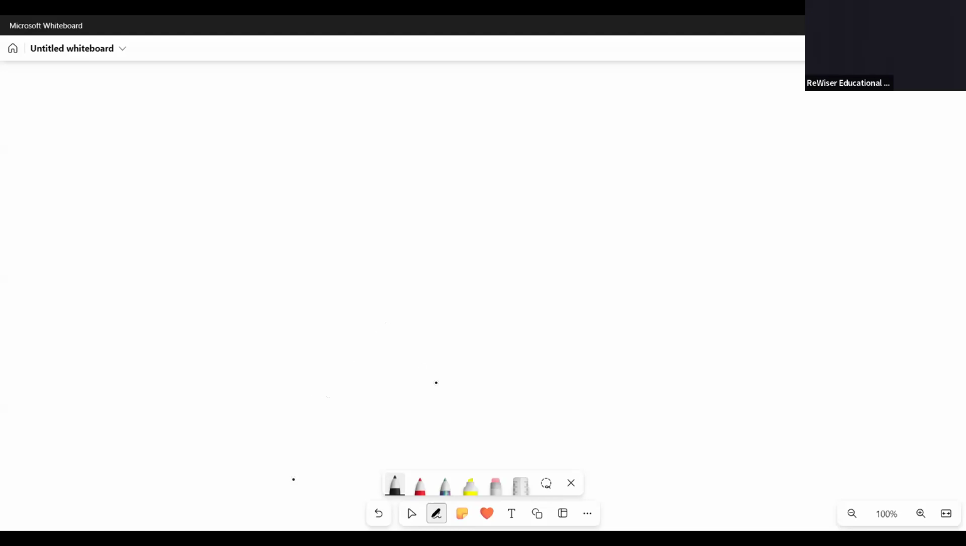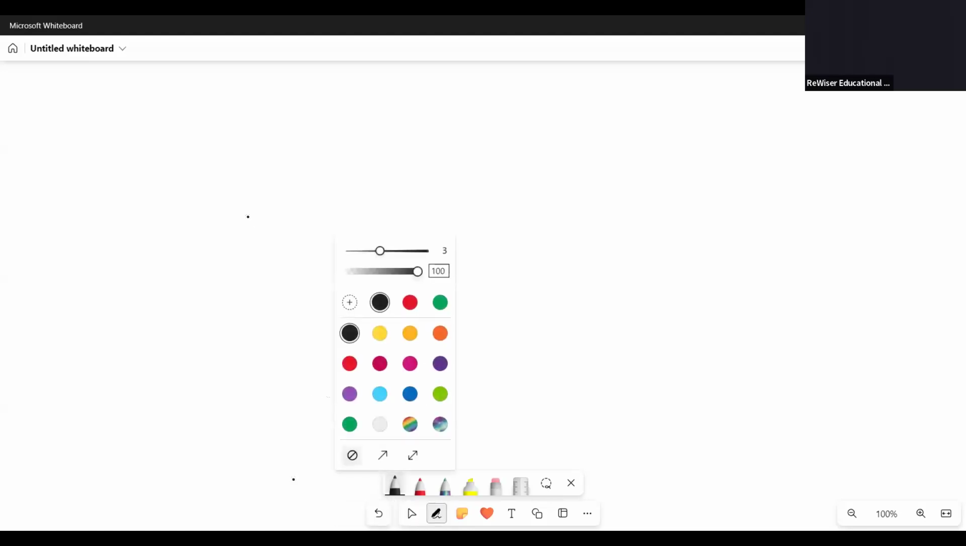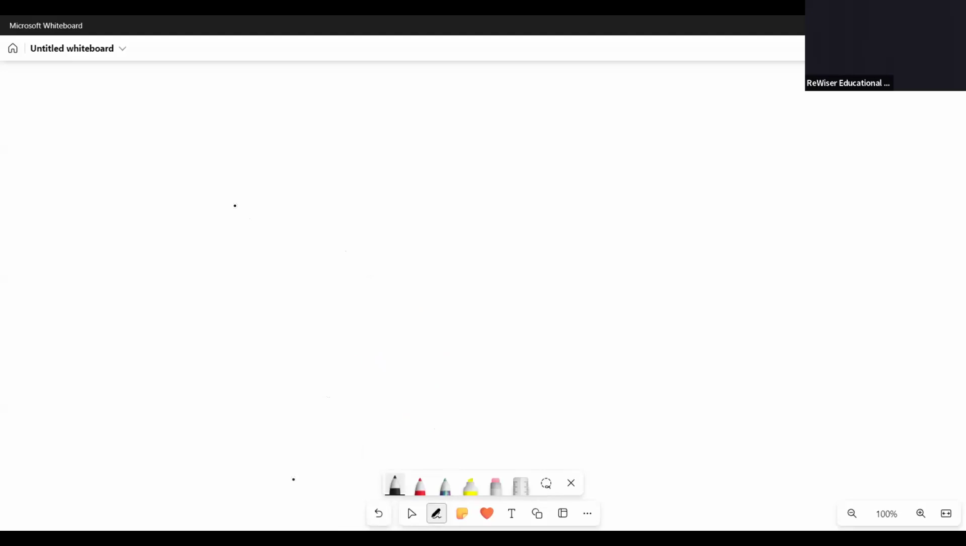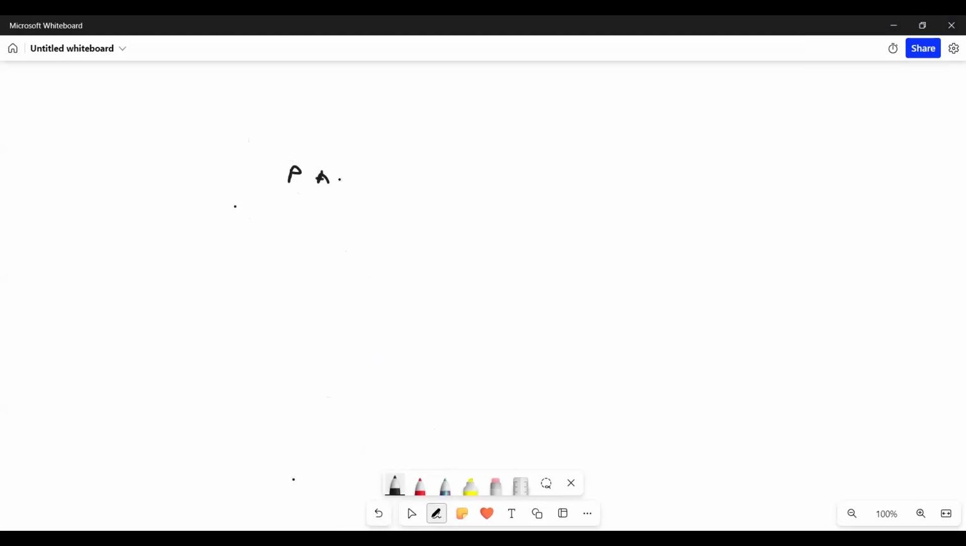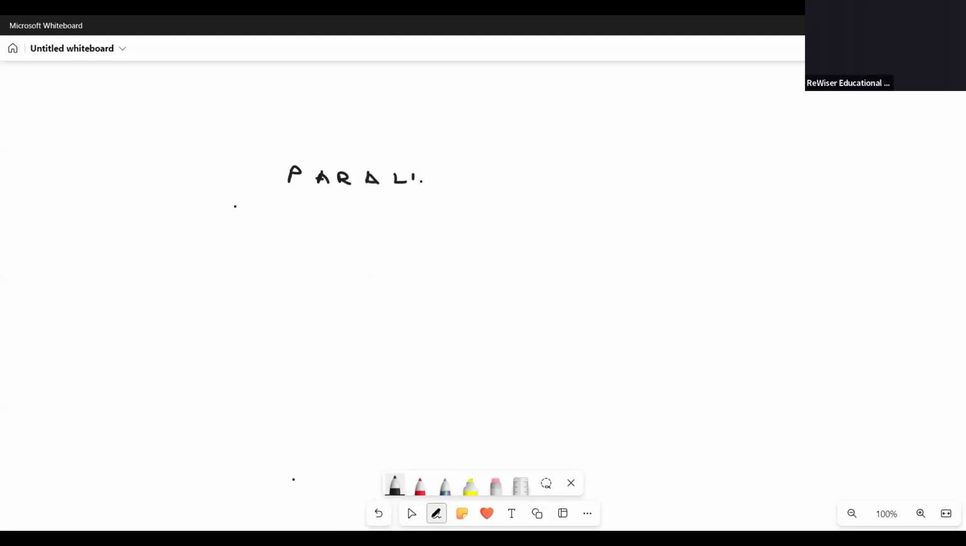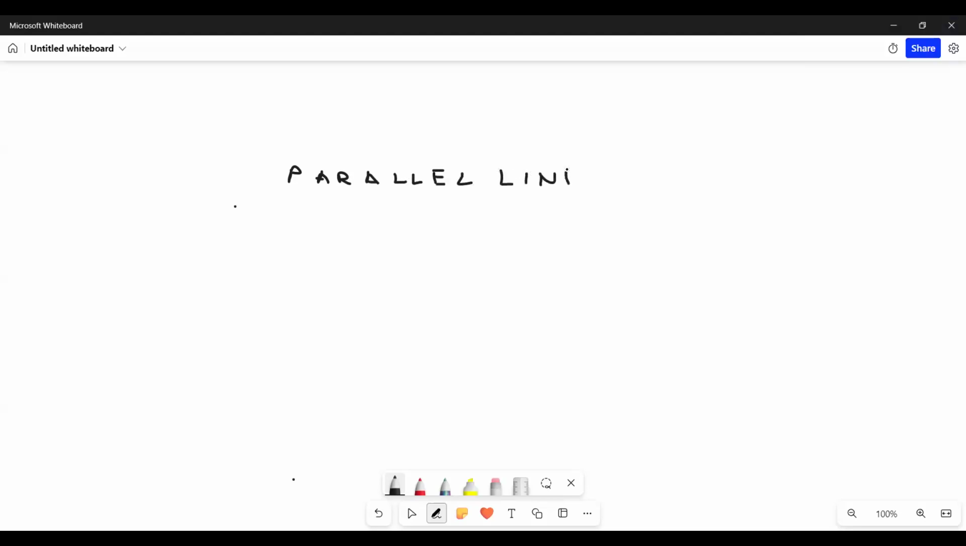So the other part in geometry, which is very important. Can you name it? A sure shot question on that is always asked. Can you name that? Trigonometry. No, I'm talking about geometry. Parallel lines, right?